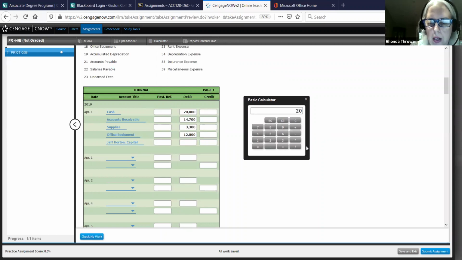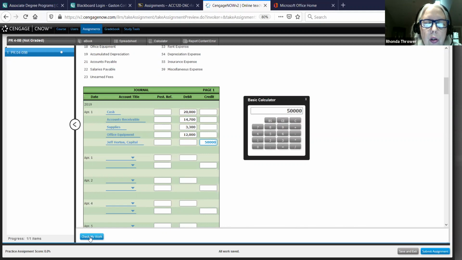I'm going to start with 20,000. I'm going to add to that 14,700, 3,300, and then 12,000. All of these total up to be 50,000. That's a credit to my capital account.